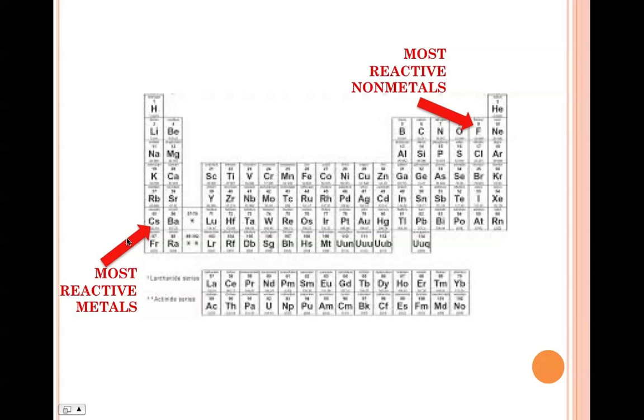So our most reactive metals are in the bottom left. As you go down a group and as you go to the left, you have the most reactive metals. And then the opposite is true for the most reactive nonmetals, going towards fluorine. So as you go to the right of a period and up a group, you get your more reactive nonmetals.